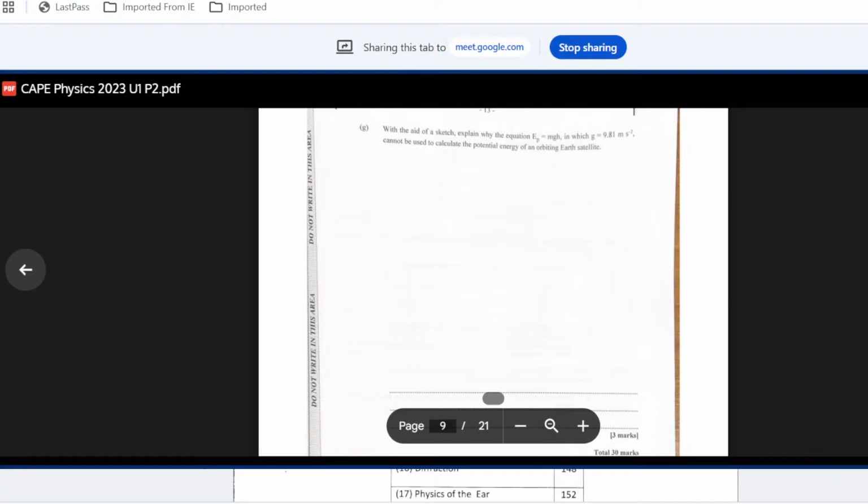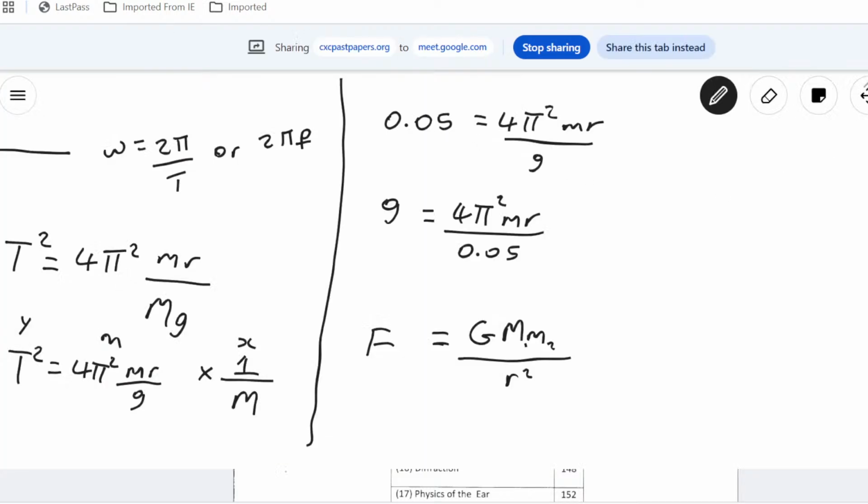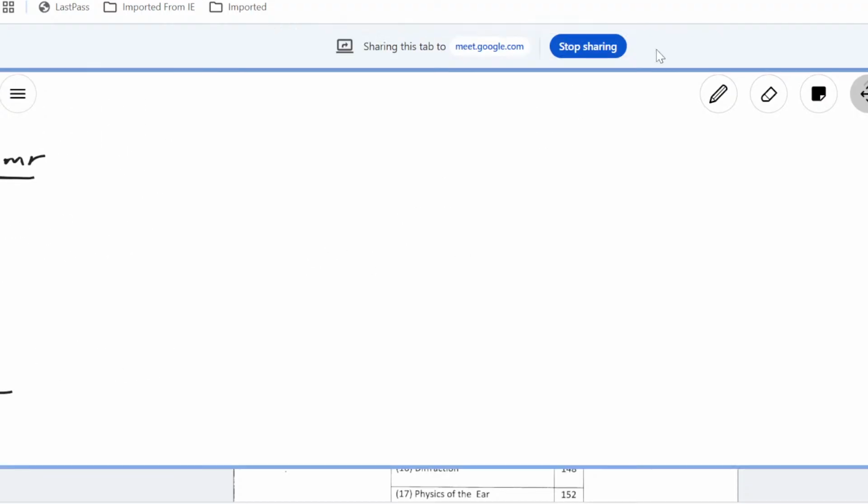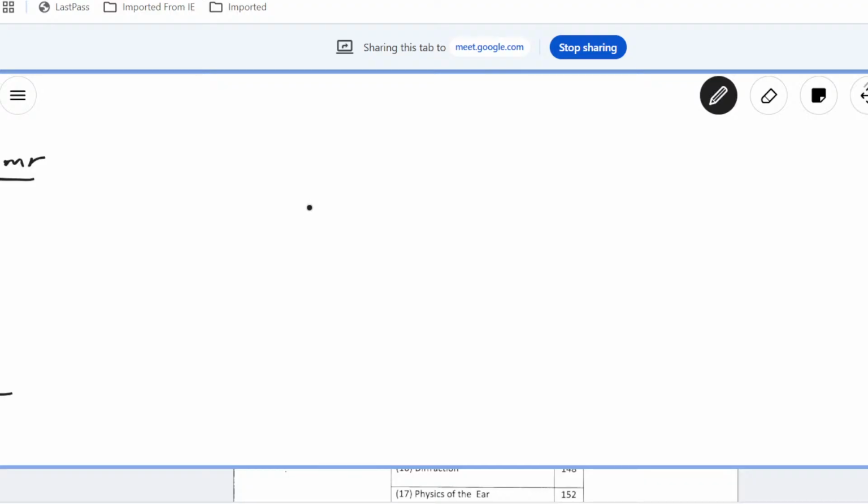So the sketch: a circle and then a dot in the center of the circle to show the distance from the center of the Earth to the surface, and then a circle around it to show the distance from the center of the Earth to the orbit of the satellite. So the value for g is inaccurate because the distance increased for the satellite.